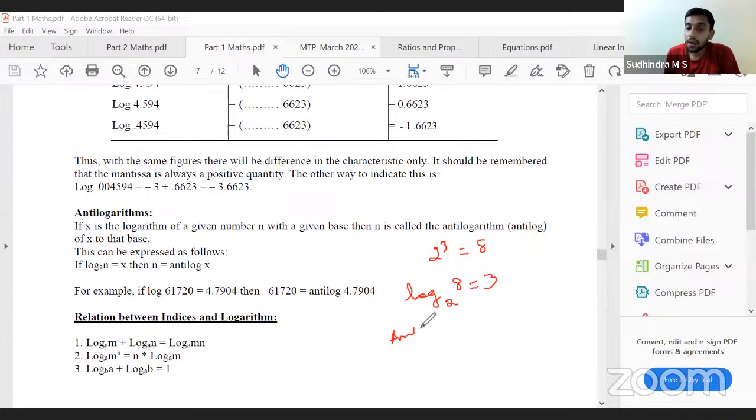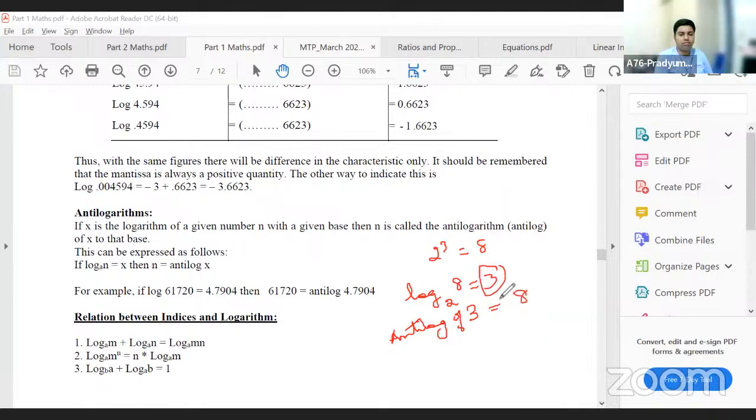Alternatively, what is anti-log of 3? 8. Correct? Anti-log of 3 is 8. The reverse. So log n to the base a is x, then n is the anti-log of x. Okay, so some relationship that we have already discussed.